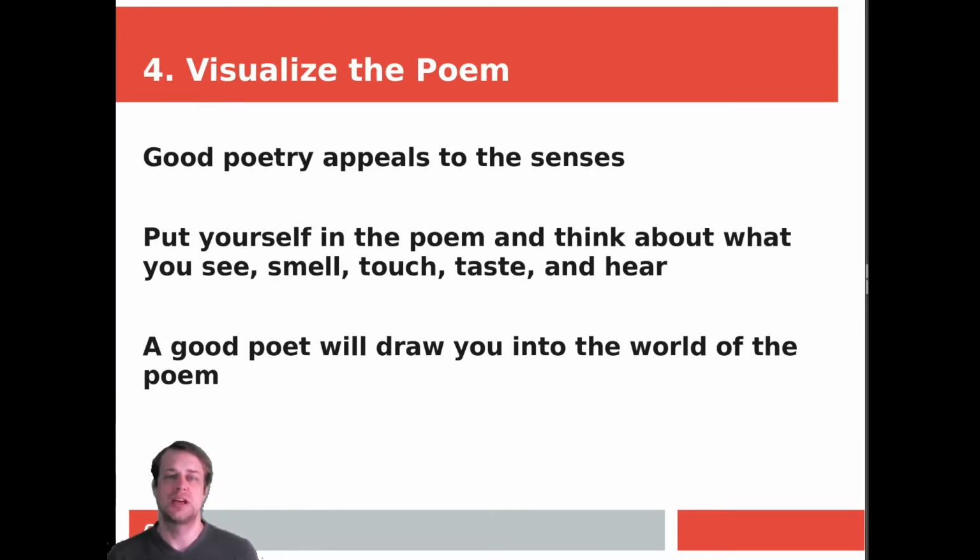Number four is visualize the poem. Good poetry appeals to the senses. It helps the reader experience the poem the way the speaker would, the way the person who is experiencing the poem would. So when you're reading slowly, when you're reading out loud or listening to someone else read out loud, put yourself in the poem. Put yourself in that situation as much as you can. Think about what you see, smell, touch, taste, and hear when you're in that situation. A good poet will do a lot of things to try to draw you into the world of that poem.